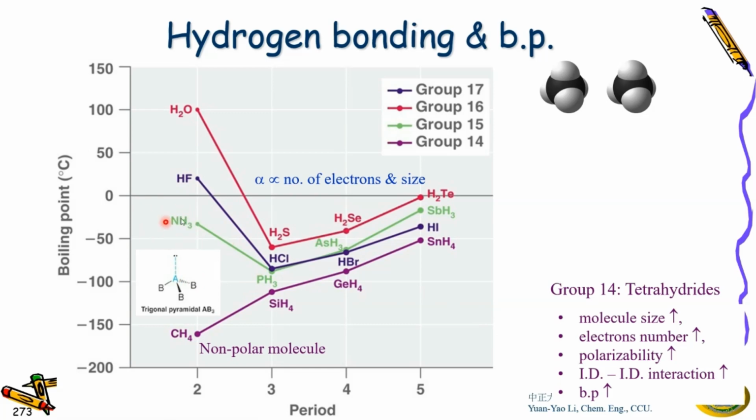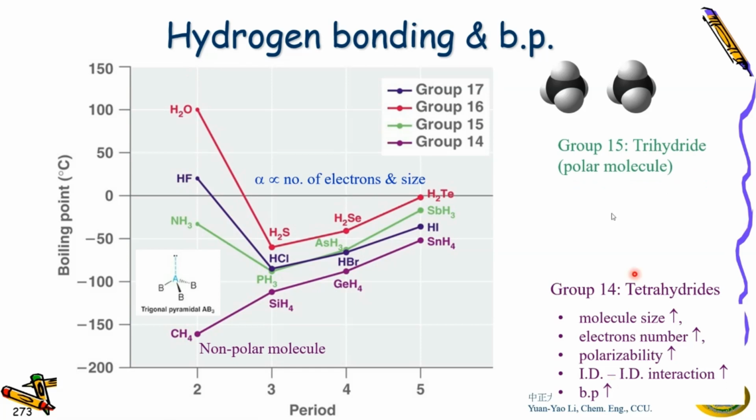But why is the boiling point of ammonia high? Why? And also hydrogen fluoride, the boiling point is high. Also water, the boiling point is high. This is abnormal, right? Why? Because of hydrogen bond.